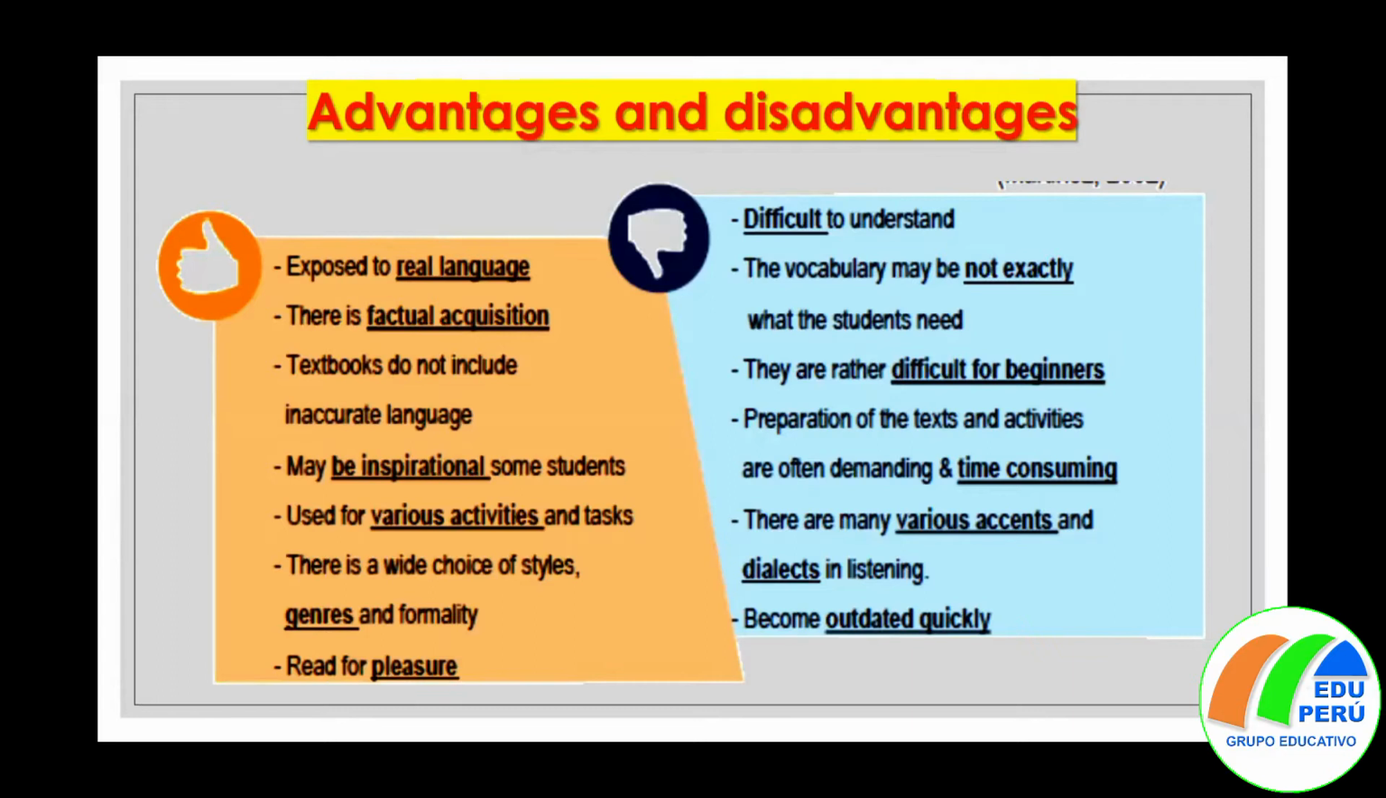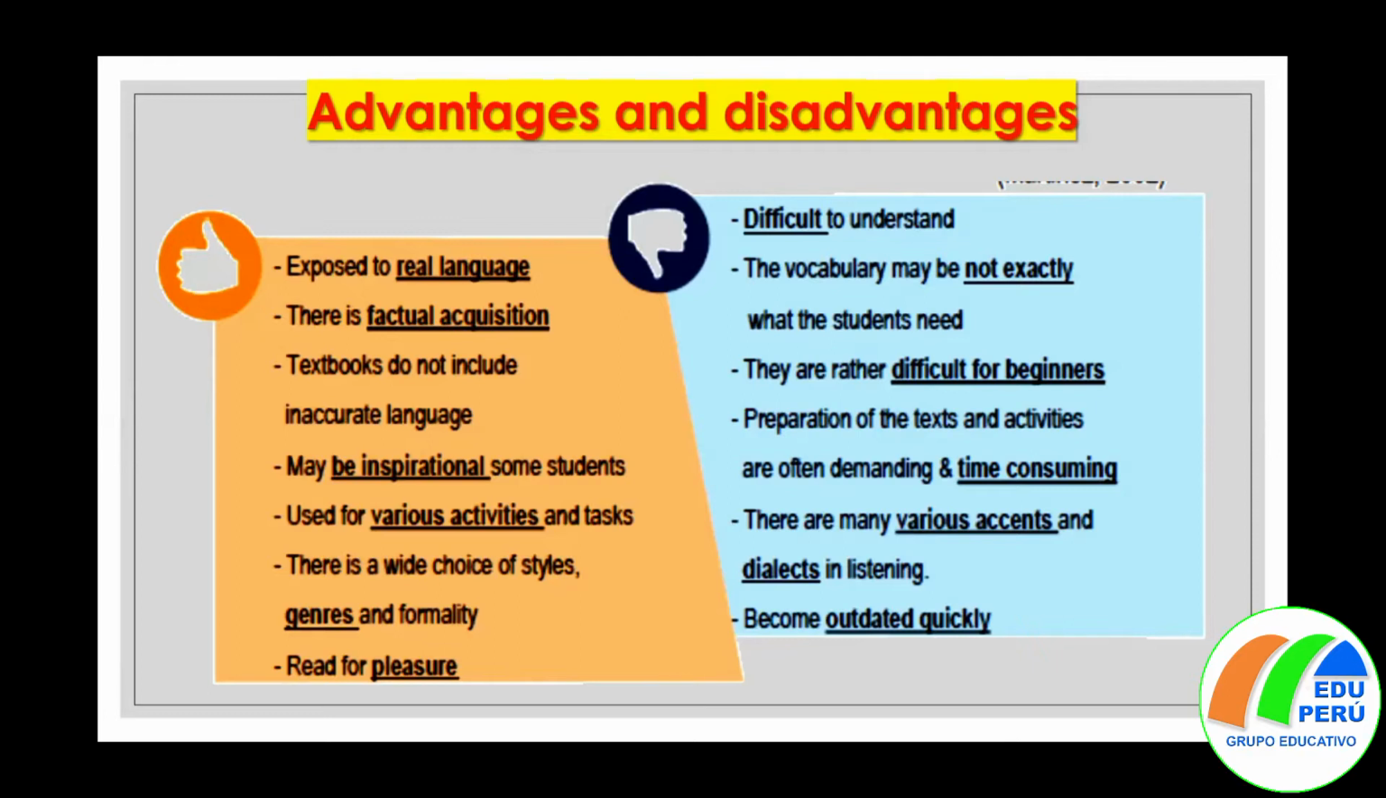The other one is the vocabulary, and the vocabulary may not be exactly what students need. When they are exposed to authentic material, most of the vocabulary is maybe not the vocabulary that they are learning. Notice this is another trouble. They are rather difficult for beginners.